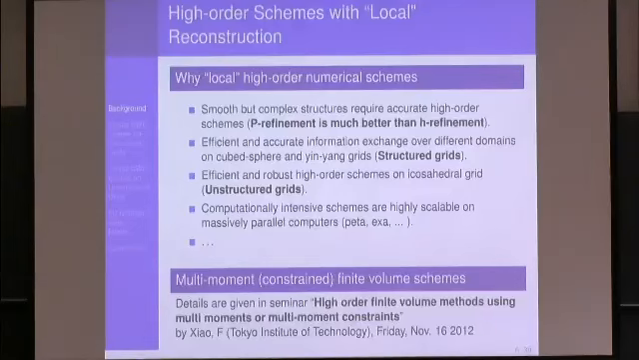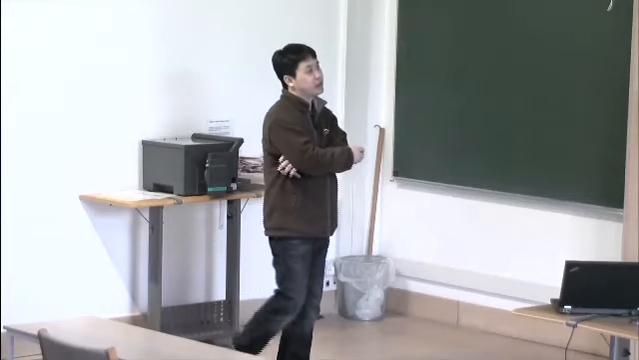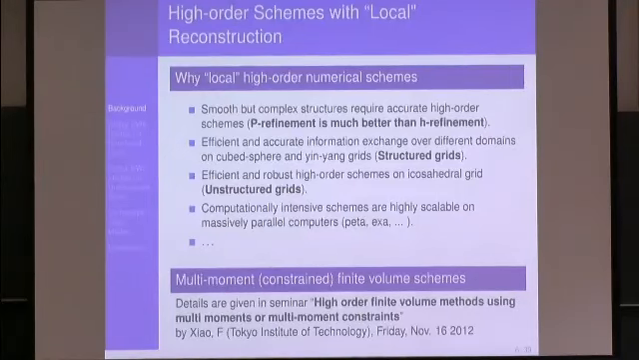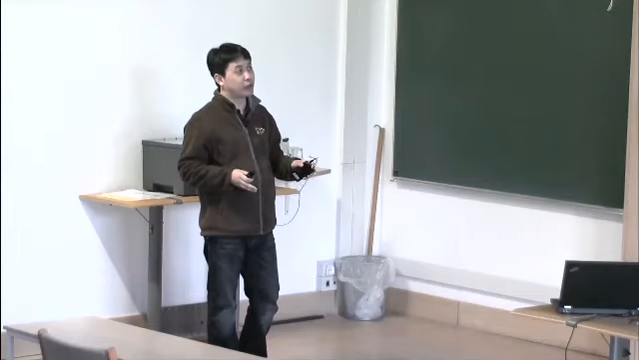There are several kinds of numerical schemes with this property. I think the popular ones include the DG scheme, spectral element scheme, spectral difference scheme, and also the multi-moment finite volume schemes. It has been introduced by Professor Xiao, so today I'm not going into the details. I just would like to introduce the numerical formulations for atmospheric flows and show you some numerical results of widely used benchmark tests.